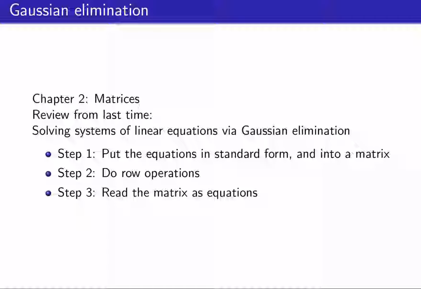Just a review from last time, we were talking about matrices. We were talking about solving systems of linear equations using Gaussian elimination. So remember what this involved. First, we put your equations in standard form and then into a matrix. Then we do a bunch of row operations, and then we read the matrix as equations. Now, last time we only did this for two equations and two variables, and so today we're going to expand that to more general situations.